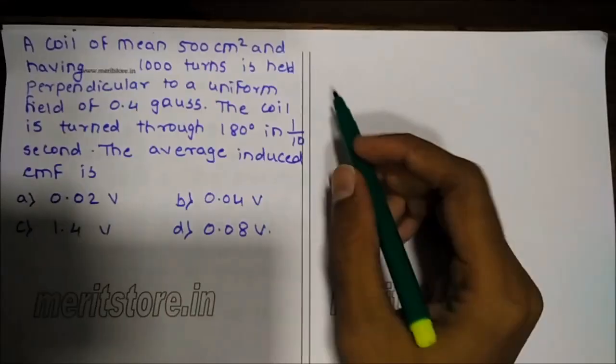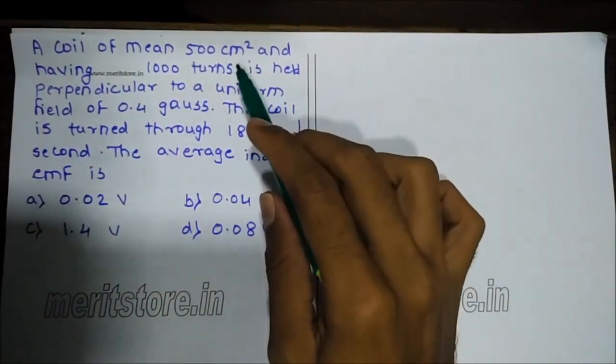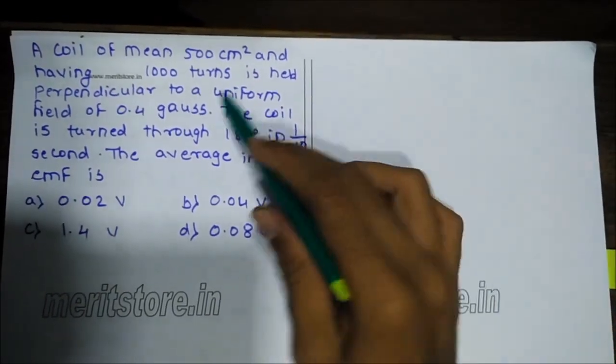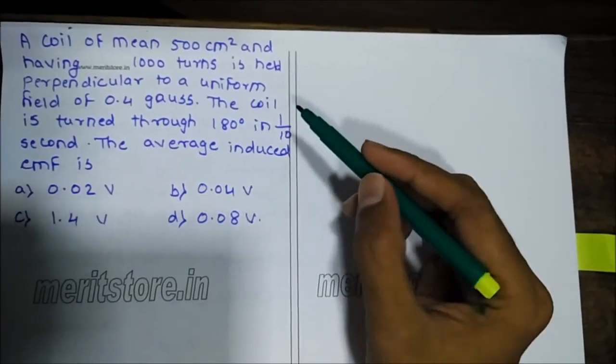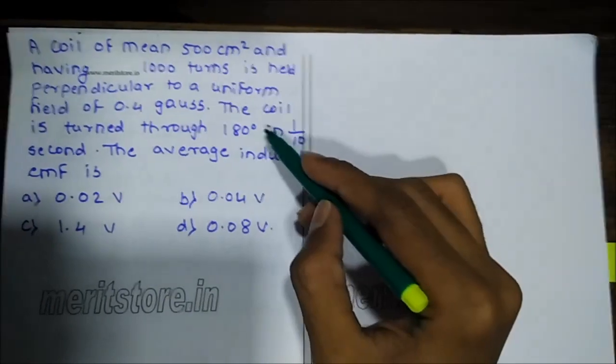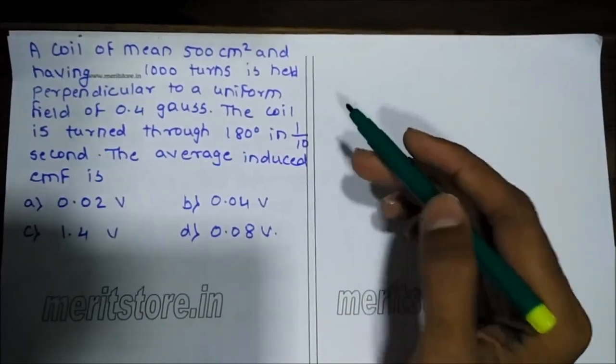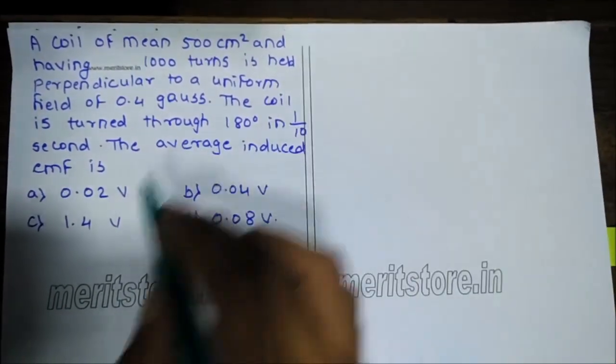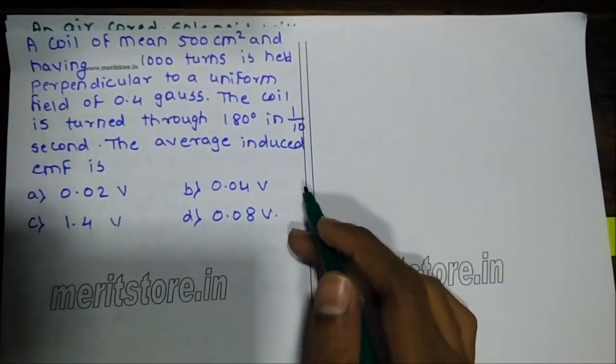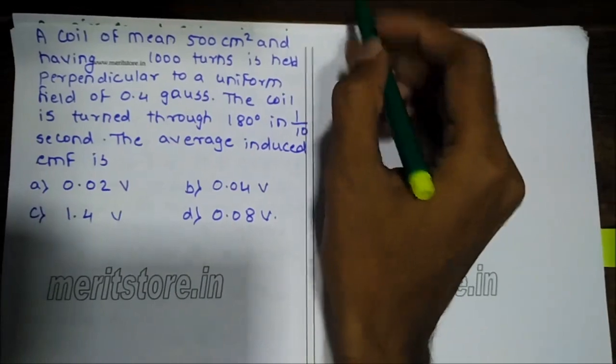Okay. Next sum, a coil of mean area 500 centimeter square and having 1000 turns is held perpendicular to the uniform field of 0.4 Gauss. The coil is turned through 180 degrees in 1 upon 10 seconds. The average induced EMF is 0.02 volts, 0.04 volts, 1.4 volts, or 0.08 volts.